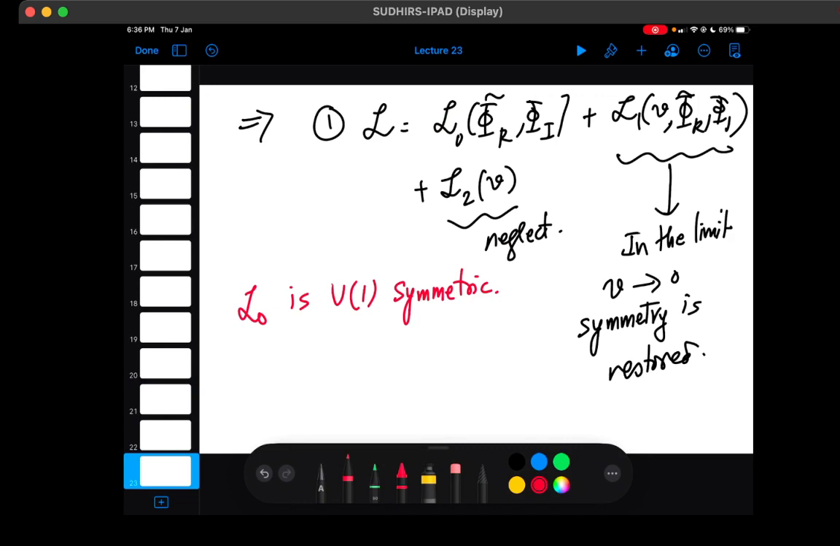A second consequence, a very important consequence in this scenario, is the case that phi I is massless.